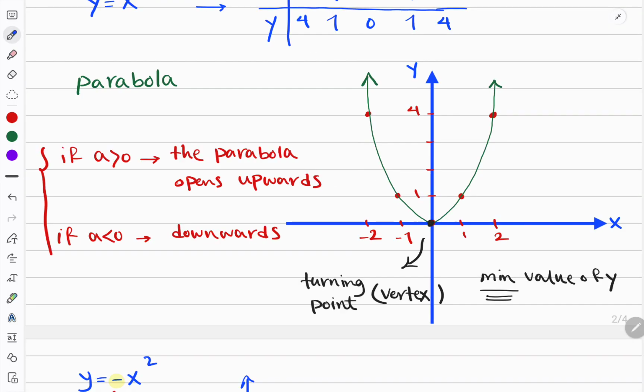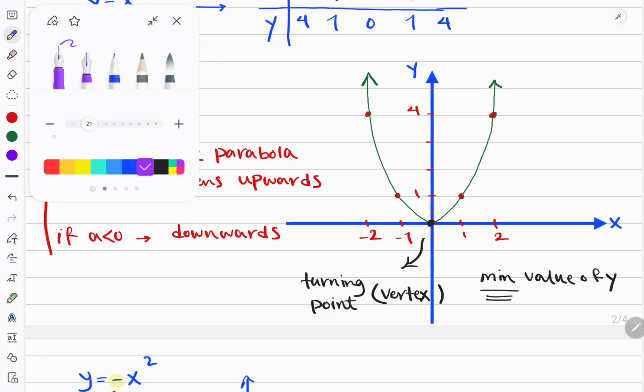And the curve is symmetrical about the y-axis. You can see this is the line of symmetry. And what is the line of symmetry? The line of symmetry for a parabola is a vertical or even horizontal line, but this is a vertical one here. And this line divides the parabola into two identical mirror image halves. You can see the same in the right side and the left side of this line. So we call this the line of symmetry. Let me show you.